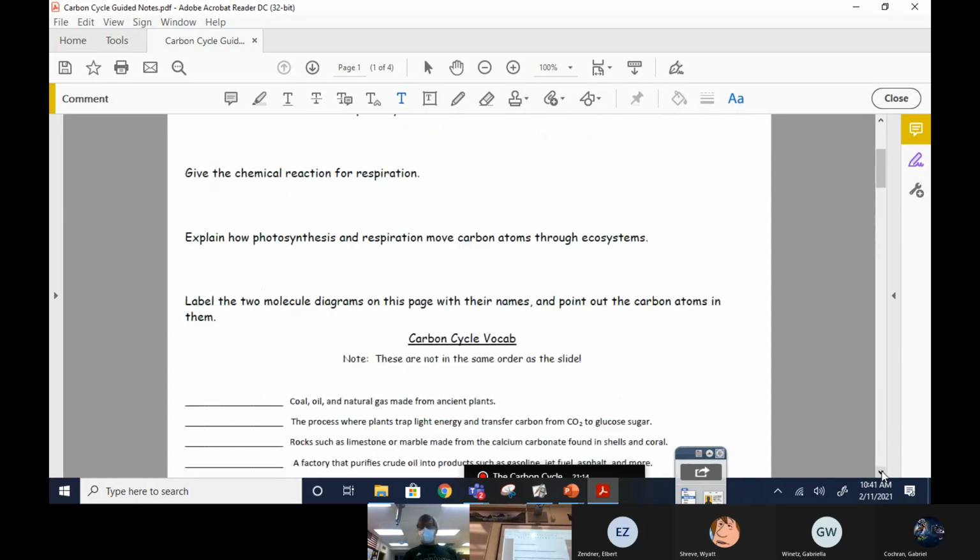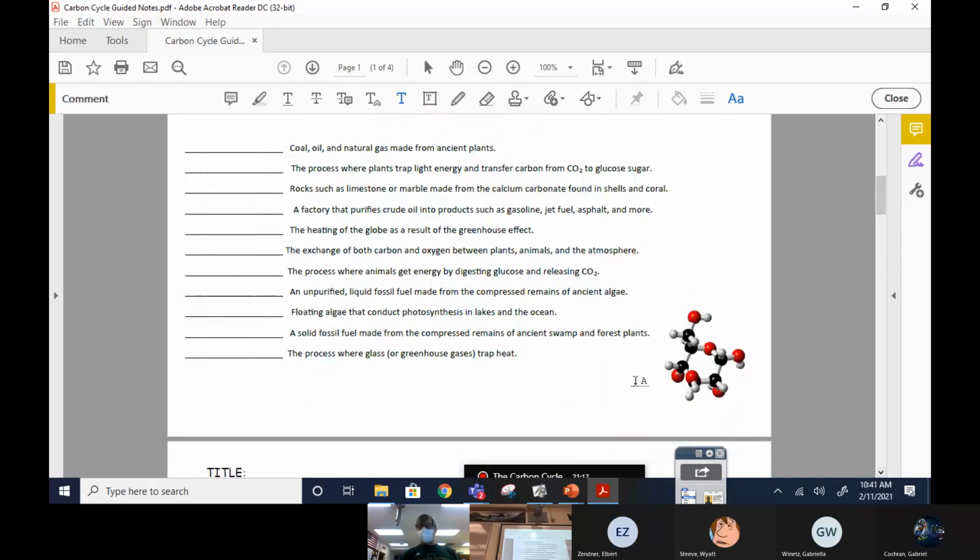Down here with the glucose, I'll give you its chemical formula, C6H12O6. So in this glucose sugar, we have 6 carbons, 12 hydrogens, and 6 oxygens. That carbon came from the carbon dioxide. The plant converted it to sugar by photosynthesis. Keeps us alive.